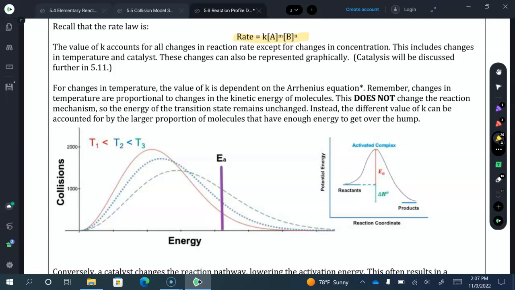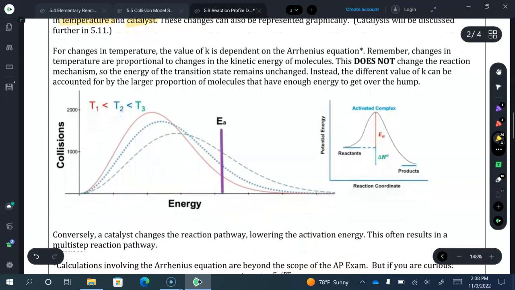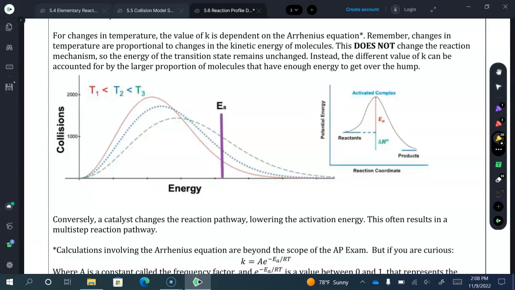Okay, this includes changes in temperature. So K is temperature dependent. It is also dependent upon a catalyst, which we'll talk about at the end of this unit. These changes can also be represented graphically. We're going to discuss catalysts, as I said, in 511. For changes in temperature, the value of K is dependent upon the Arrhenius equation.